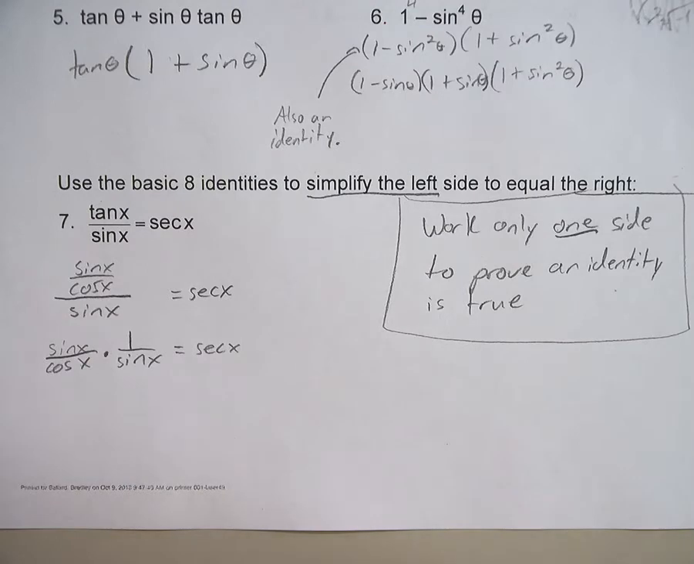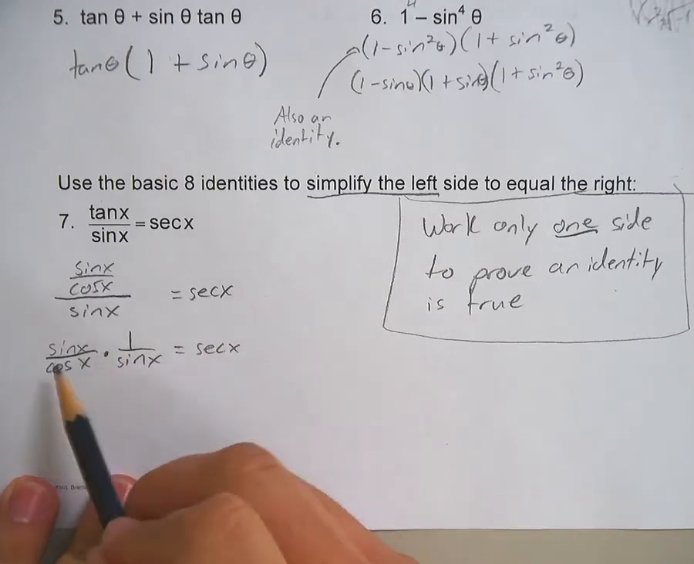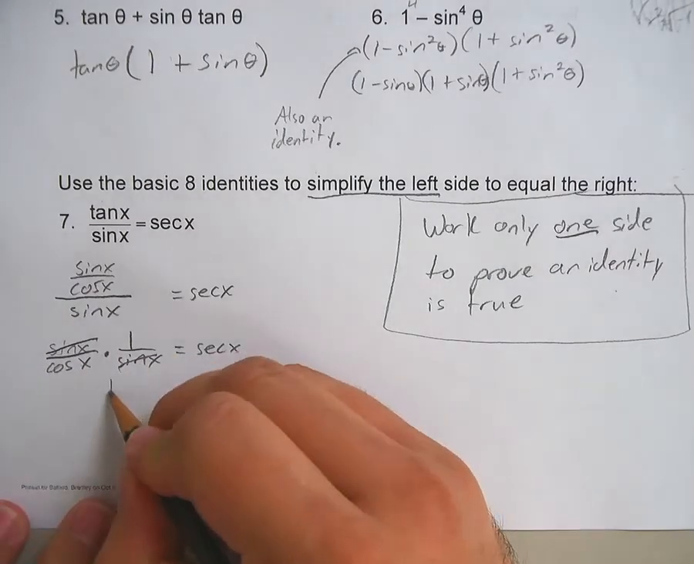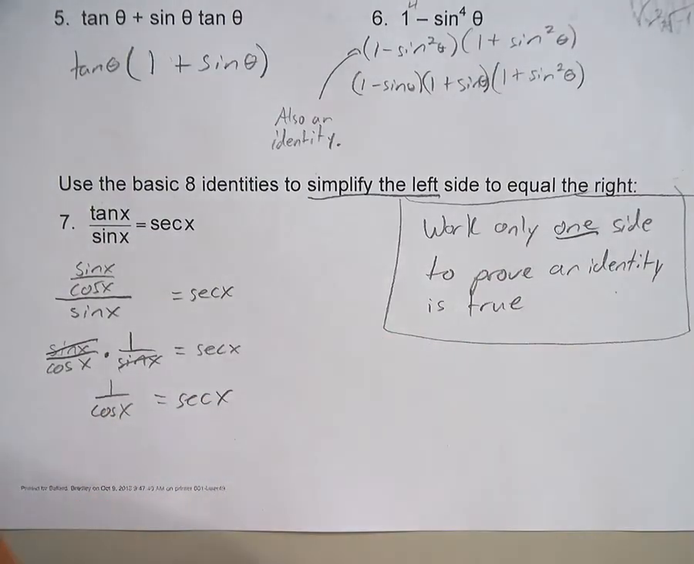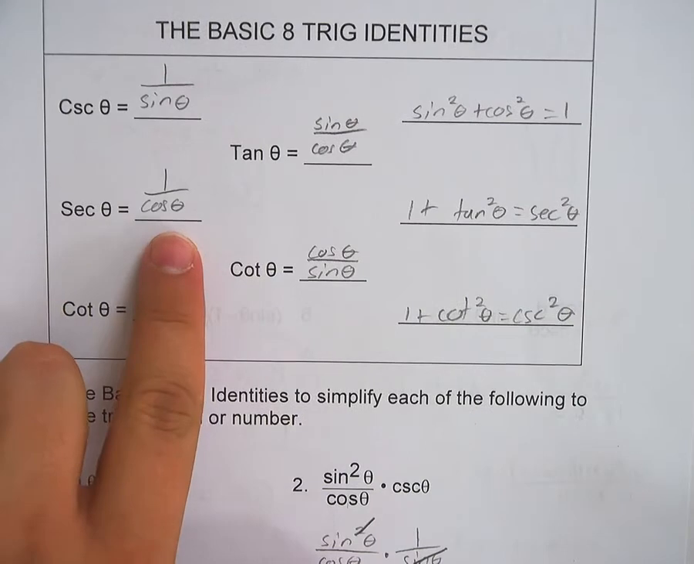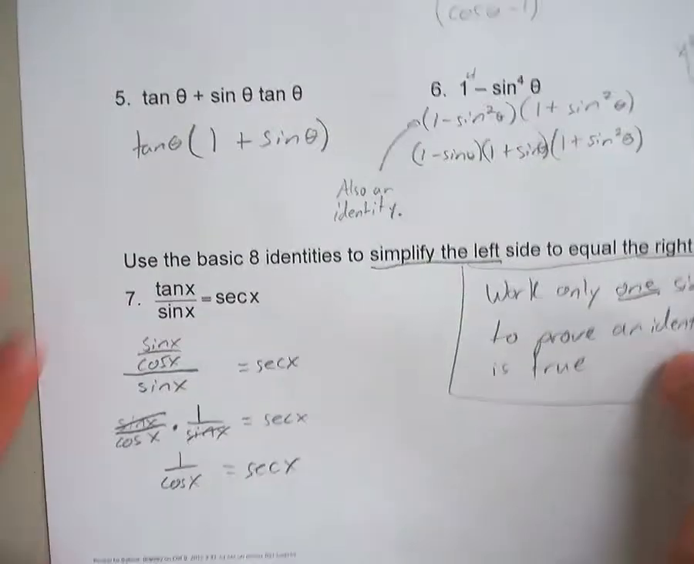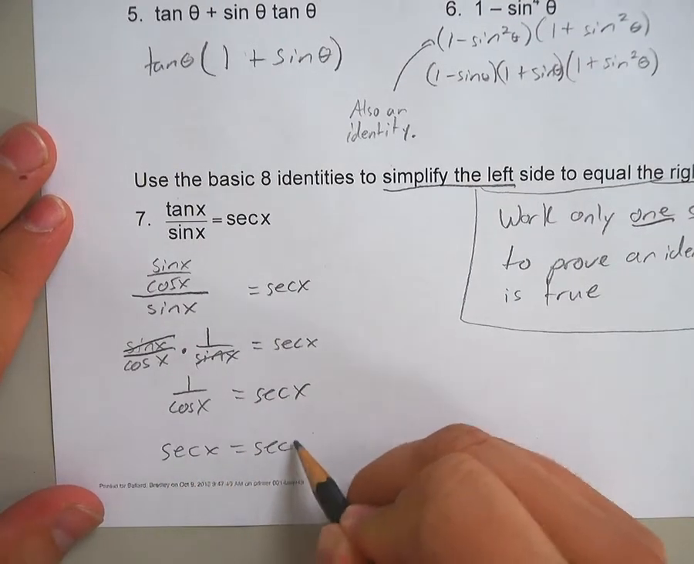Okay? Sine x and sine x are now kind of easy to see here. These can cancel out. And I'm left with 1 over cosine x. Which, lo and behold, my basic 8, 1 over cosine is secant. Who would have thought this actually worked out? Secant x equals secant x.